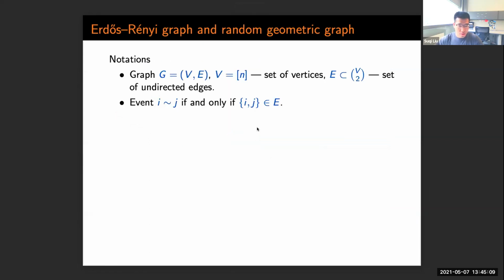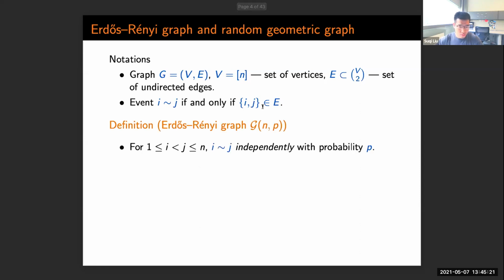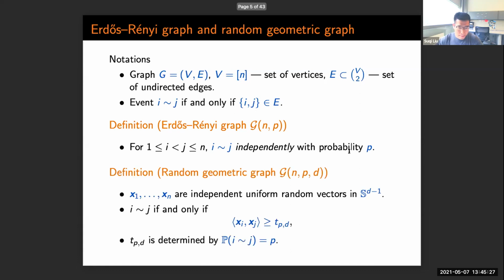So we start with some notations. Consider a graph denoted by a set of vertices and a set of edges. We denote the event I is connected to J if and only if there is an undirected edge between them. So the Erdős-Rényi graph G(n,p) is simply defined as I is connected to J independently with the probability p.